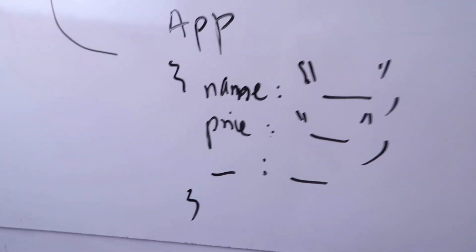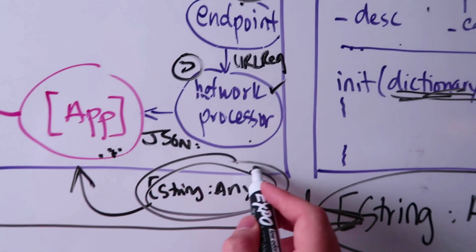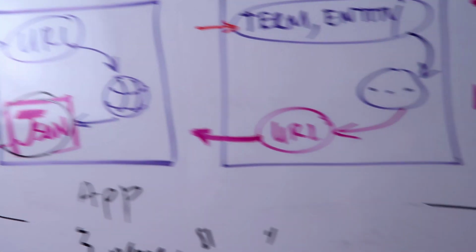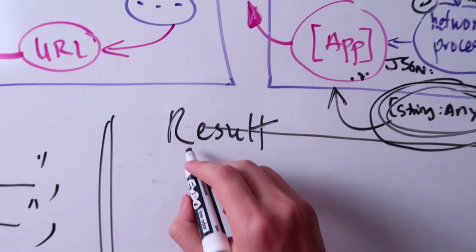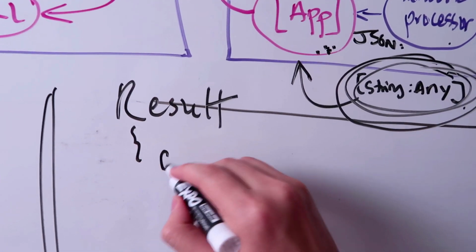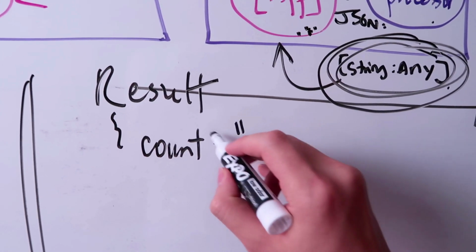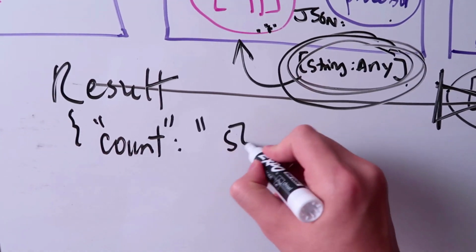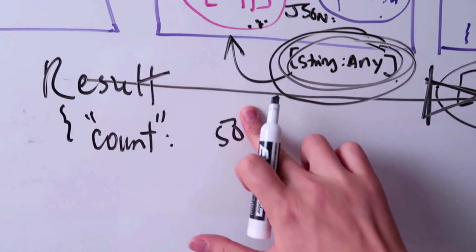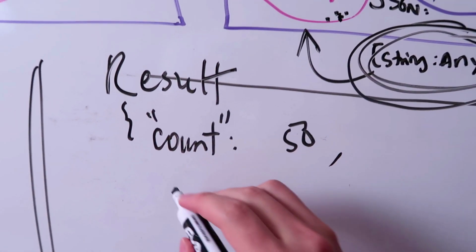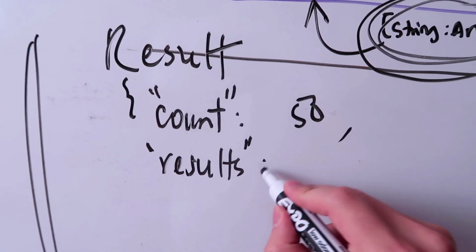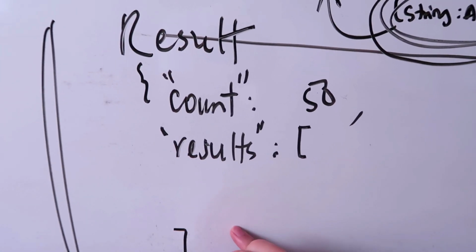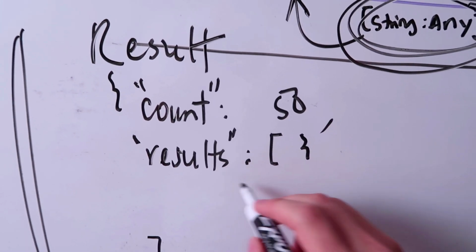I know my handwriting is terrible, but this is different from the JSON that we get from the network processor. It could be like the result that we get. Here it has something like result count, which is a key, like 50. Oh, actually it doesn't have the quotation mark. And then we have results, which is another key. And this key is what? Guess what? It is an array of other dictionaries.